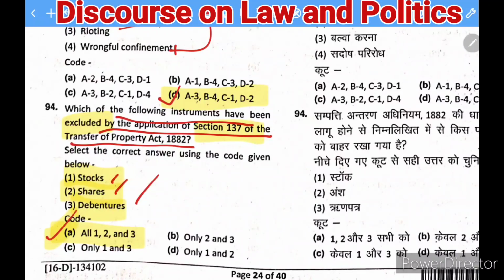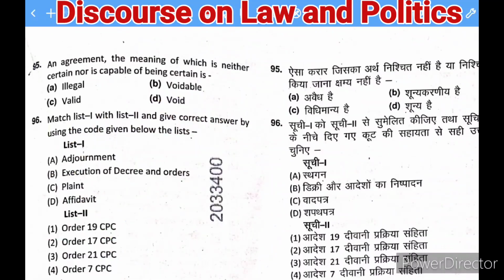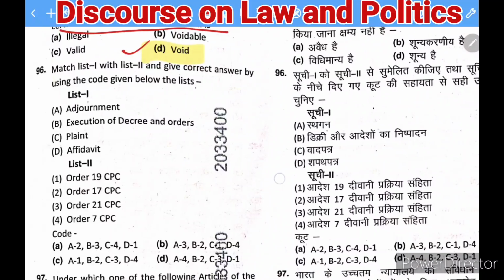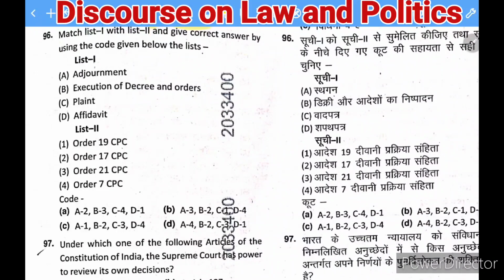Okay, moving to the next question. The next question is: an agreement the meaning of which is neither certain nor capable of being made certain, this kind of contract is called void. You all know that. When it is not possible to ascertain, then in that case it would be void. Moving to the next question, and it is about matching the list again.